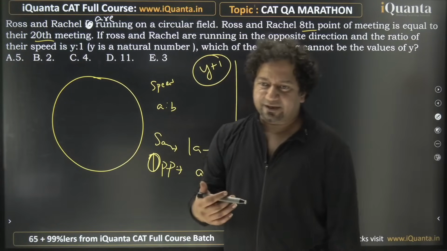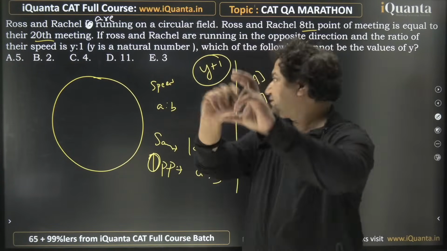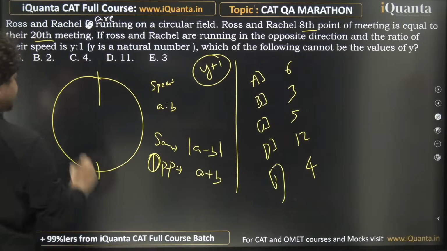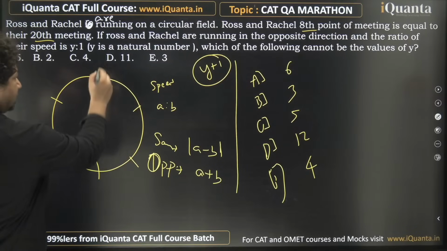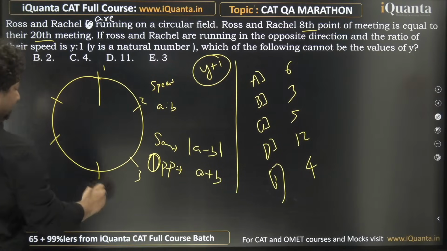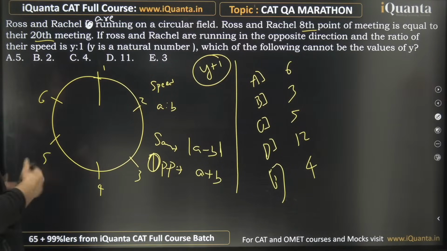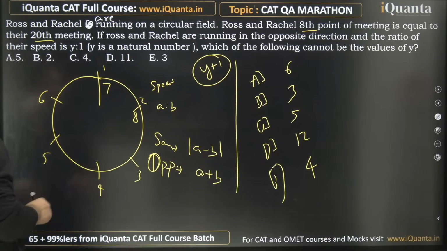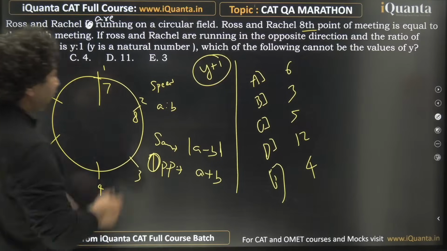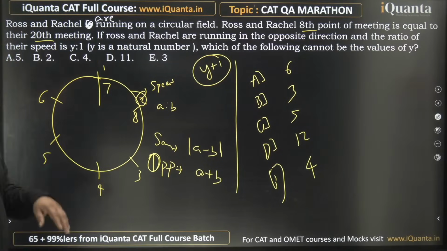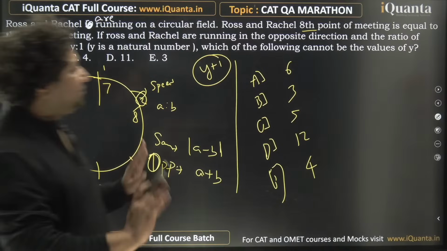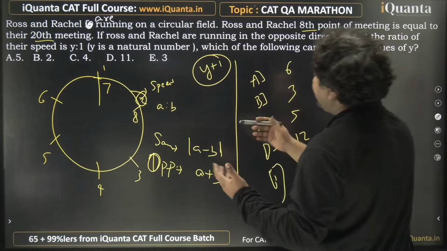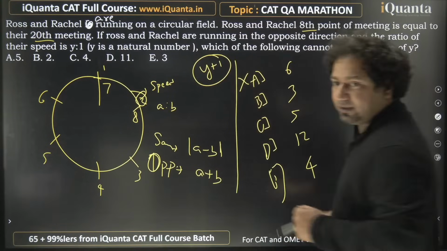ये बात समझ में आई? If there are only 6 points, I'll just show you on the track. Let's say we have only 6 points like this. 1, 2, 3, 4, 5, 6. तो 8 point कौन सा होगा? 7th, 8th. ऐसे घूमता जाएगा. तो basically 6 से divide करने पे 8 को you get 2 as the remainder, and same with 20. That is why 6 can be an answer. So 6 can be a correct value of y. So 6 will be ruled out.